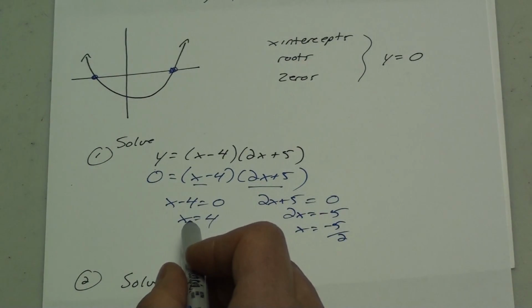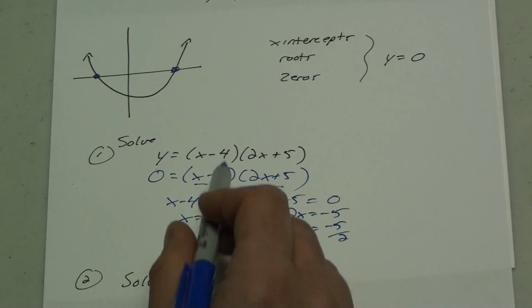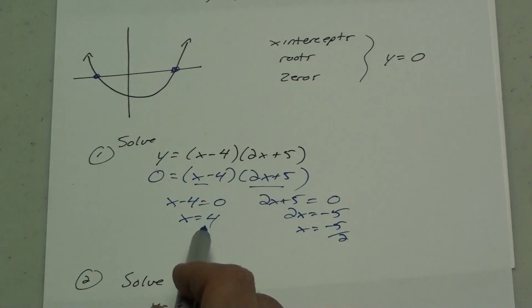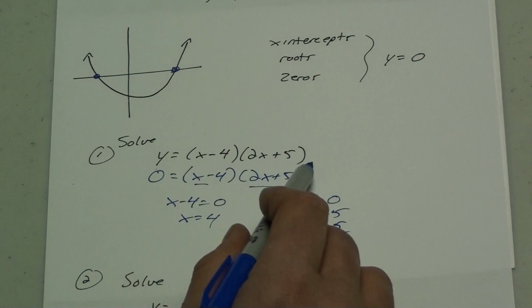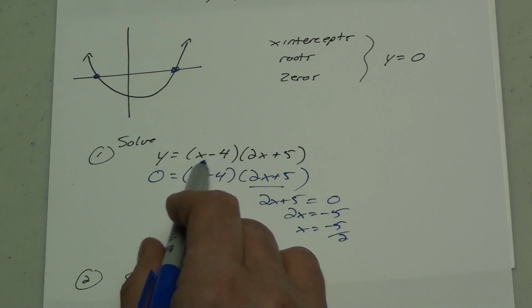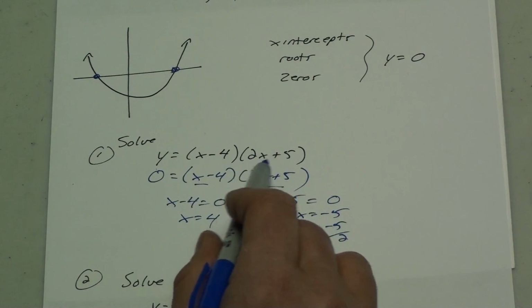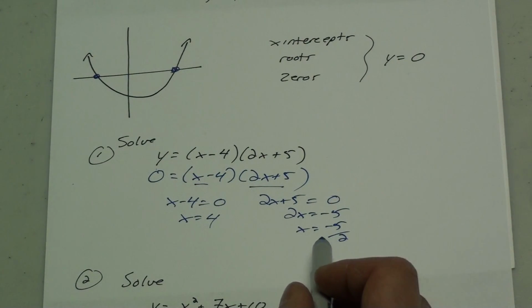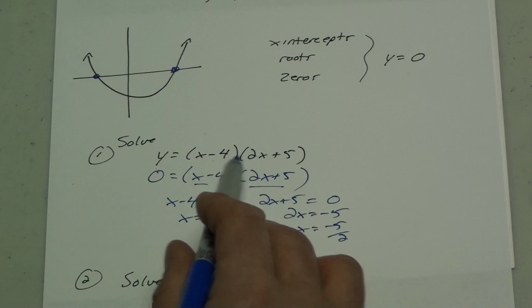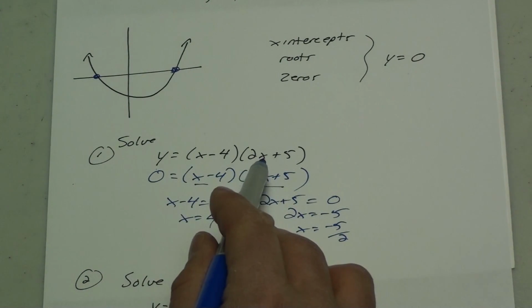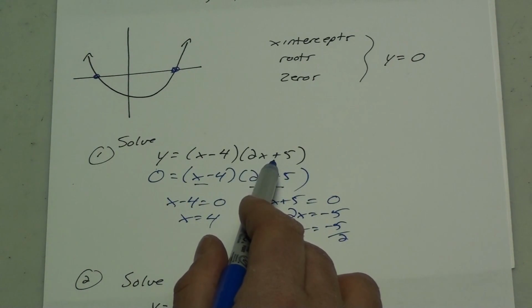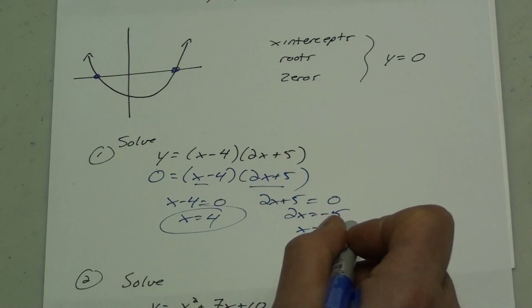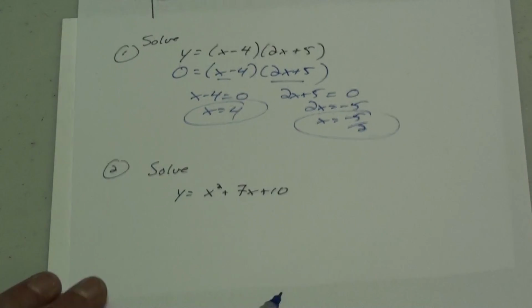It should also be known that if I put either one of these values back into the original equation, I'll get the entire thing going to 0. If I put 4 into this equation, 4 minus 4 is 0. Then 0 times whatever this is still going to give me 0 for the entire thing. Same with x equals negative 5 over 2. If I put that back into the original equation, I will get 0 for this part here, which will make the whole thing go to 0. These two are my x-intercepts.